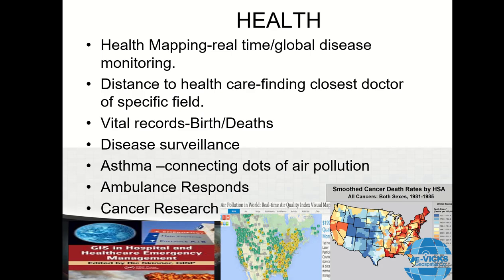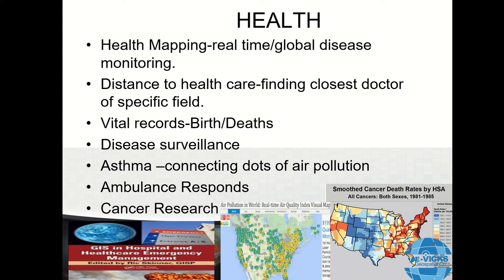Also, in recent times, GIS is used in the health sector, in health mapping and real-time global disease monitoring, like we had in the recent COVID-19 pandemic. We've seen how maps are used to display the active cases, the reduction in cases, the deaths and the rest. Also, GIS is used to measure distance to healthcare facilities, finding the closest doctor or specialist in a specific field. Once the facilities and doctors are mapped, GIS can help you find the closest facility in a particular area. Let's say, for example, a pregnant woman needs the attention of a doctor. GIS can be used to map out the closest hospital or the closest specialized doctor in that area.